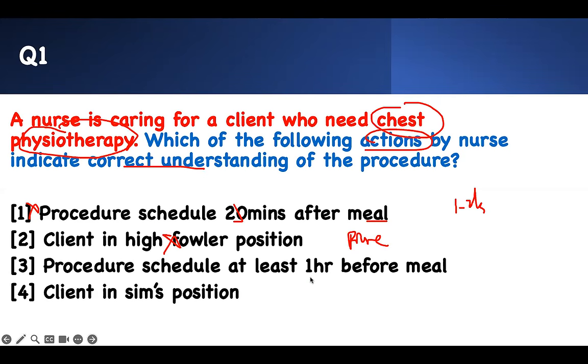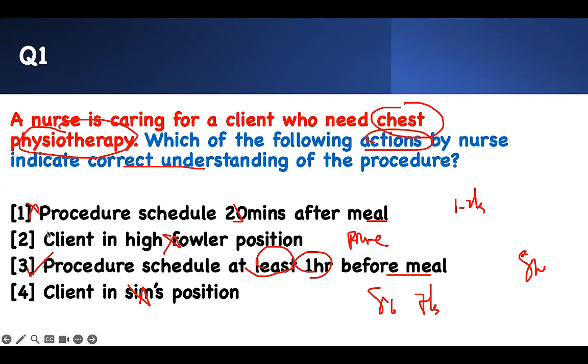Procedure schedule at least 1 hour before meal, right? So they do it 1 hour before the patient goes and eats. So if the patient is going to eat at 8 o'clock, I'm doing the procedure at 7 o'clock. At least, that means I can do it at 5 o'clock, 6 o'clock. So this is excellent. Procedure scheduled at least 1 hour before meal, they do the procedure before the patient eats. Client in same position, no, not a lot of position. So 3 indicates correct understanding.